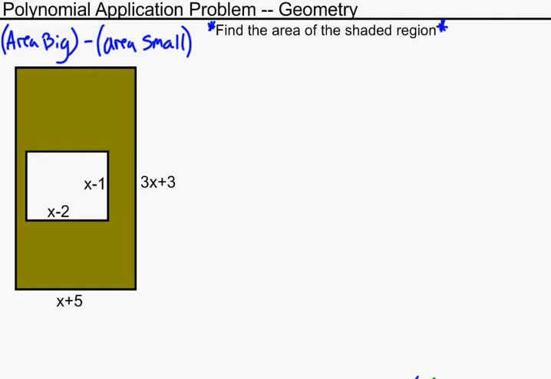So first let's look at the area of the big rectangle. When I do area, it's length times width. So I need to take 3x plus 3 times x plus 5. And since they're binomials, I have to put them in parentheses. That reminds me right away that I'm multiplying using the FOIL method, or distributing twice.